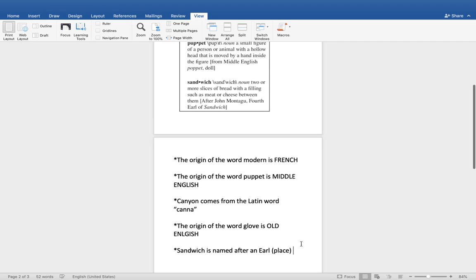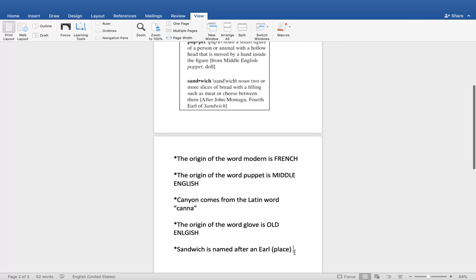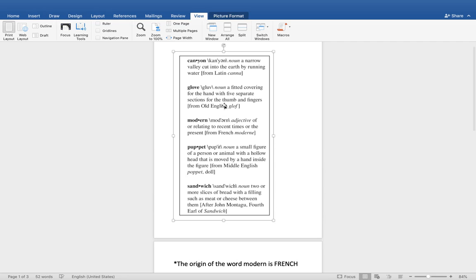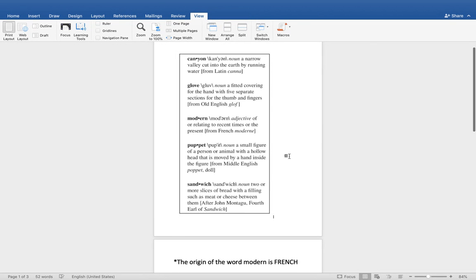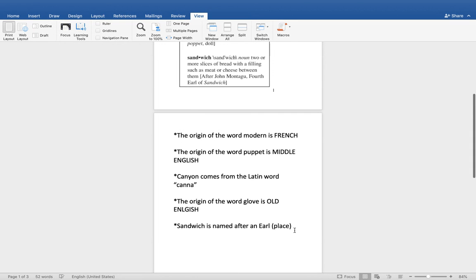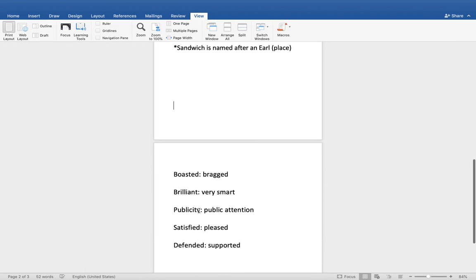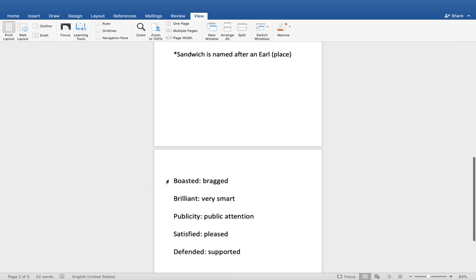Try to put that in your brain for just a second, that you don't really have to remember the definitions. You just have to use this dictionary page to answer these questions about the words. Those are some of the things you're going to be asked later on this week. Now we're going to move on to the easier words, like what we've done before, where it's just the word and the definition.